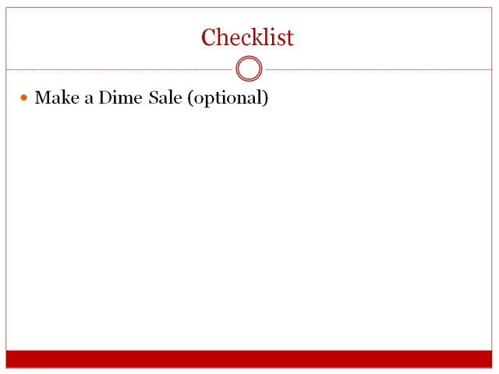If you do want to make a dime sale, and of course if you don't, you can always fast forward to the next slide. But if you want to make a dime sale, which basically means that you start at a lower price and then every time somebody buys, it increases a certain amount until it hits a maximum price.